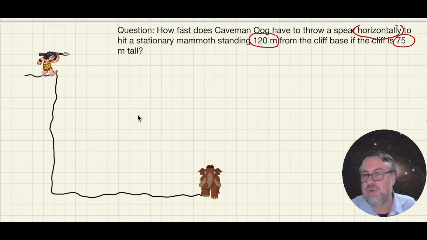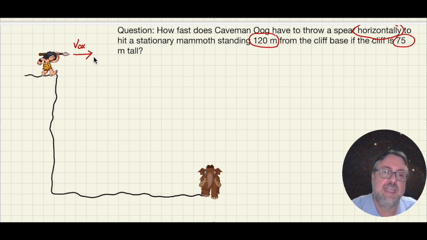All right, so let's take a moment and translate some of that information to this sketch. I already have the sketch going here. I have caveman Oog, and I have the woolly mammoth. Oog is going to throw the spear horizontally. That is, my initial velocity of the spear is here, and it is in the x direction. It's very important to note that the spear is not going to go directly to the mammoth. The spear is going to eke out a parabolic path.